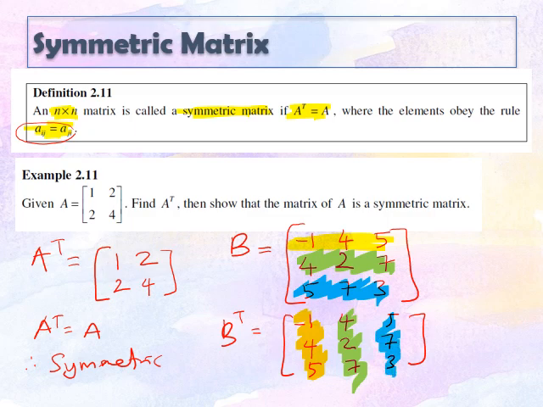So we perform the transpose. Now we look at the whole thing. Is it the same? -1, -1, 4, 4, 5, 5, 4, 4, 2, 2, 7, 7, 5, 5, 7, 7, 3, 3. So it's still the same matrix. So again, B transpose is equal to B. So the matrix B is also symmetric. Okay, as simple as that.